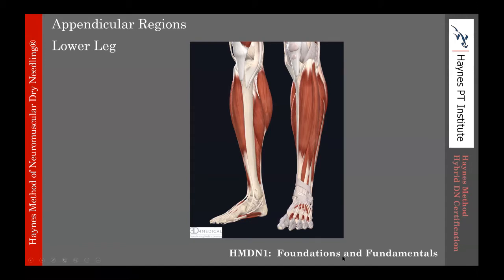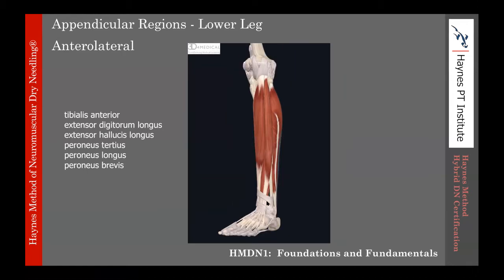Okay, moving on down to the lower leg. We'll look at 3 different sections here. Then we'll get to the tendons and ligaments, and then we'll be done. So in the lower leg, let's start with the anterolateral. Here we'll look at the tibialis anterior, extensor digitorum longus, extensor hallucis longus, and then Peroneus Tertius, longus, and brevis.